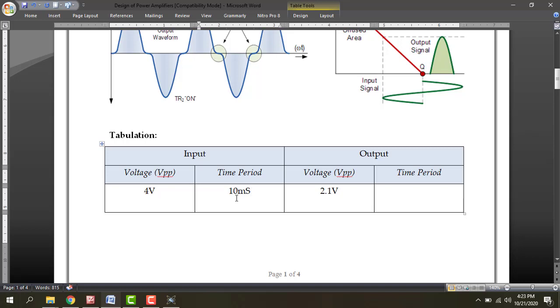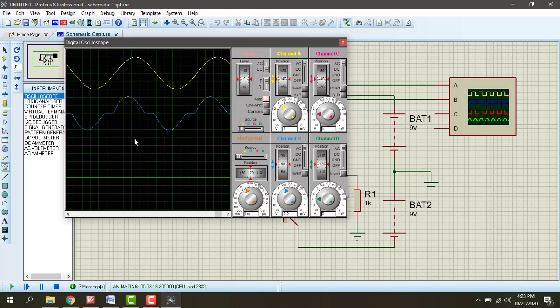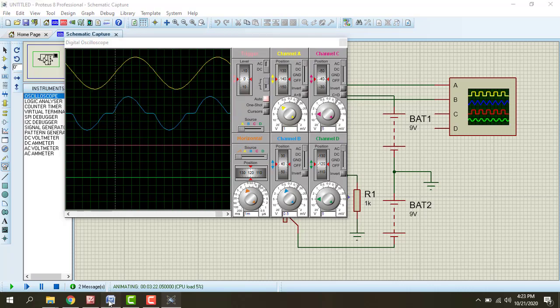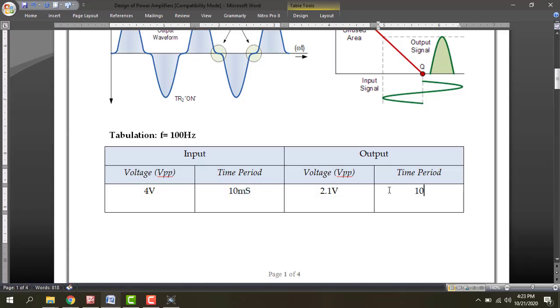So my frequency will be 1 by time period. So 1 divided by 10 milliseconds, we get the frequency of 100 hertz. We already set it as 100 hertz, F is equal to 100 hertz, so that our time period is 10 milliseconds. So here our output is also the same as the input. The time as well as the frequency will not vary. So in our output also the time period is 10 milliseconds.